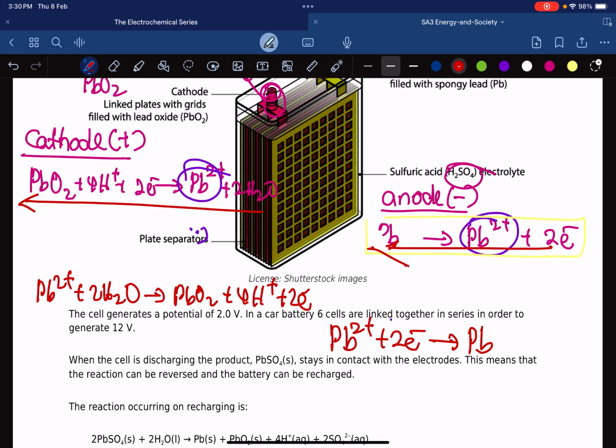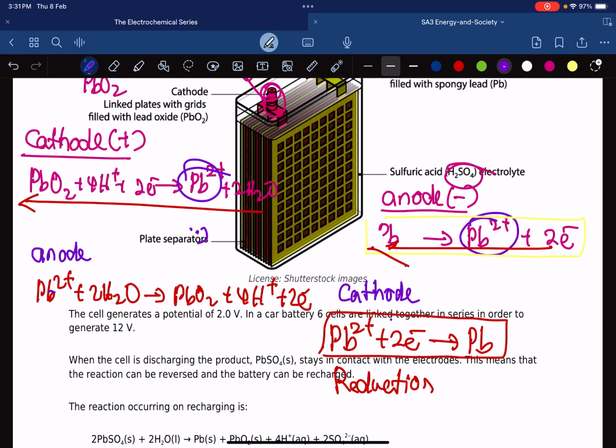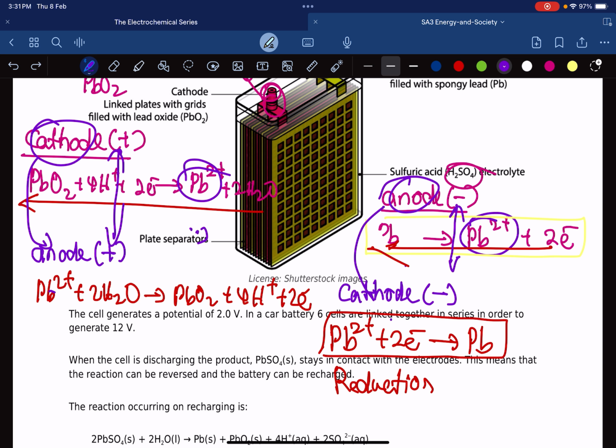But I want to ask you something. This process here is called reduction. Where does reduction happen? Reduction only happens at the cathode. And this process that I've written here is called oxidation. Oxidation always happens at the anode. So what we do is the polarities remain the same. But what was cathode now becomes anode, and what was anode becomes cathode, because we are recharging.